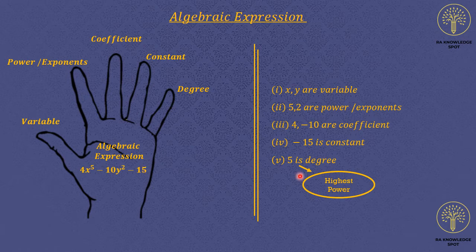Now this is 5, that is degree. Now what is the degree actually? Degree is called the highest power. In the whole algebraic expression, you can see all the variables have their own individual powers, like y power 2 and x power 5. But which is the biggest number? That 5 is the biggest number, and that is called the degree. Now move on to the next.